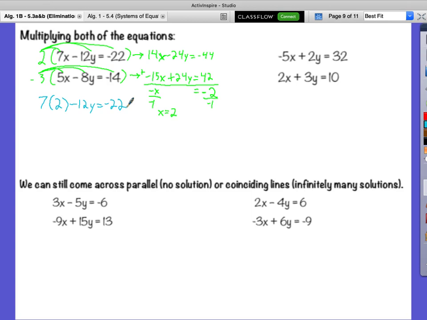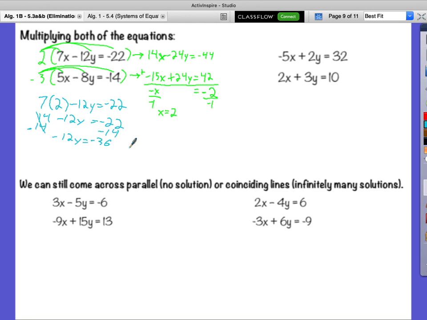What's 7 times 2? 14, thank you. Minus 12y is equal to negative 22. So what am I going to have to move across? 14, very good question. I'm going to subtract that 14 and move it across. Negative 12y equals, well, hang on, are those both negative? Same sign, add and keep the sign. So what's 22 plus 14? 36, very good. And it's a negative 36, so we can keep the sign.